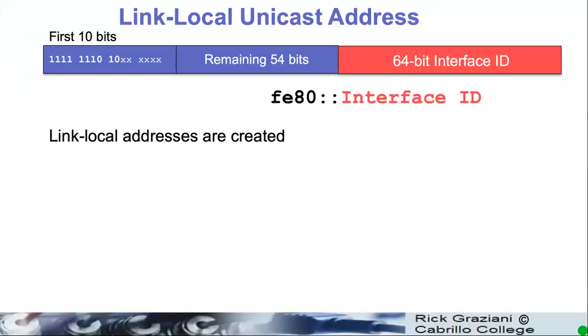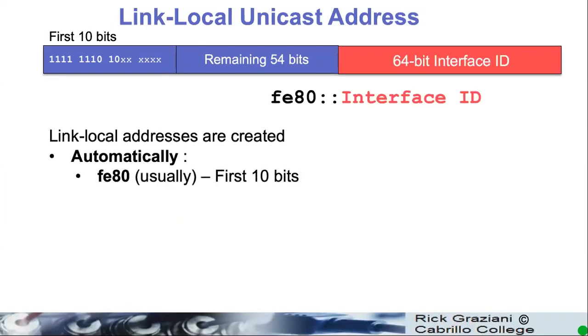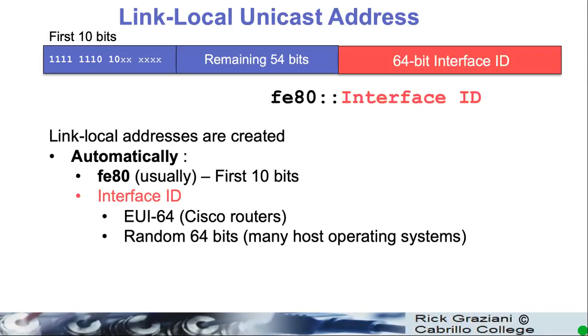So link local addresses are created automatically, using FE80, usually as the first 10 bits, and then an interface ID. That interface ID can use EUI-64, which we'll talk about in a moment, which is what Cisco routers use, or a random 64 bits, which many host operating systems use, such as Windows.